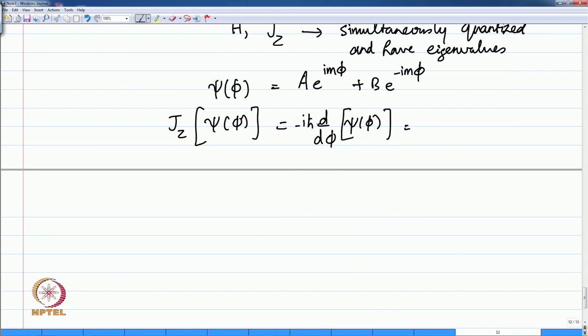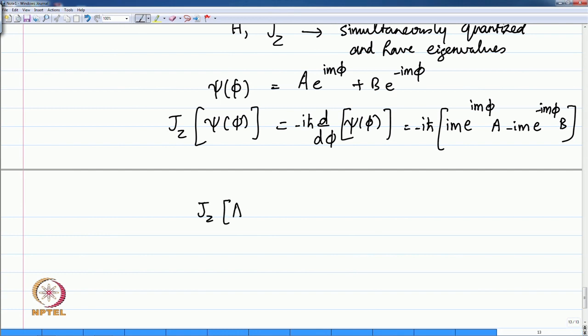please remember Jz is minus i h bar d by d phi acting on this wave function psi(phi). Note that d by d phi acting on i m gives plus i m, and therefore you will get minus i h bar i m e^{i m phi} with A, and for B you will have minus i m e^{-i m phi} B. Therefore Jz acting on A e^{i m phi} + B e^{-i m phi} gives h bar m times A e^{i m phi}, but with a minus sign, B e^{-i m phi}.